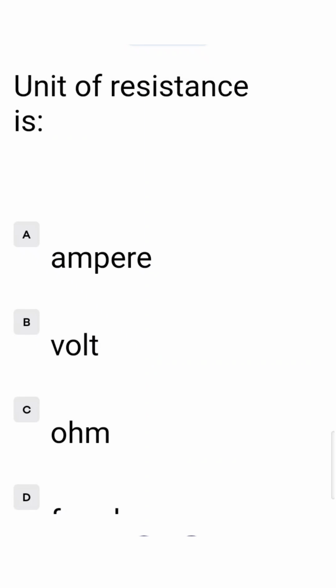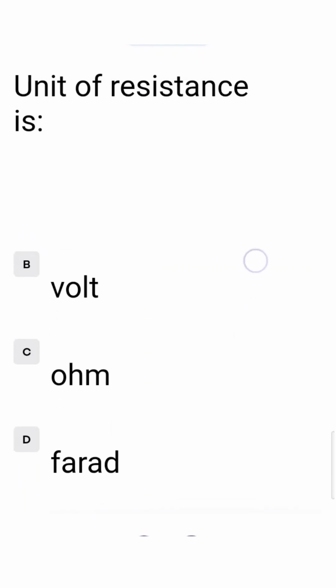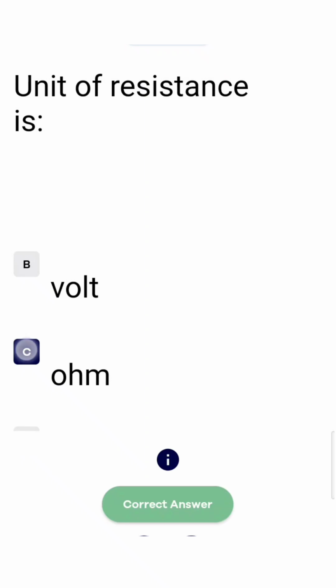Unit of resistance is: A. Ampere, B. Volt, C. Ohm, D. Farad. The correct answer is Ohm, that is option C. So we take option C.